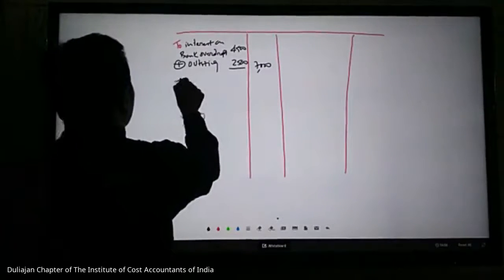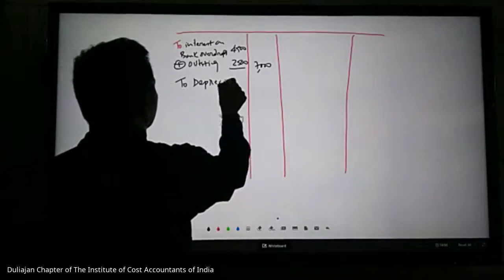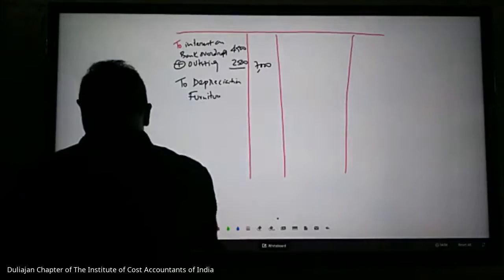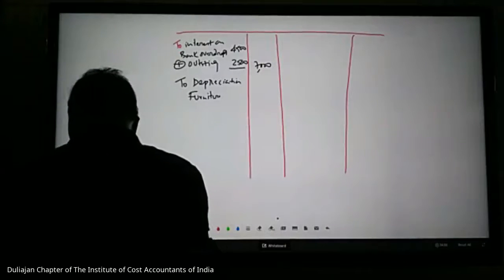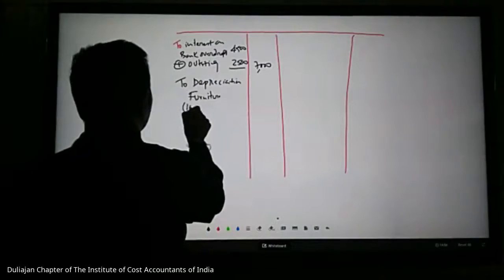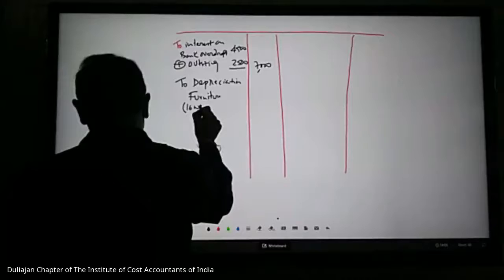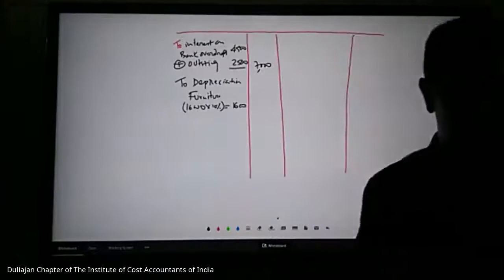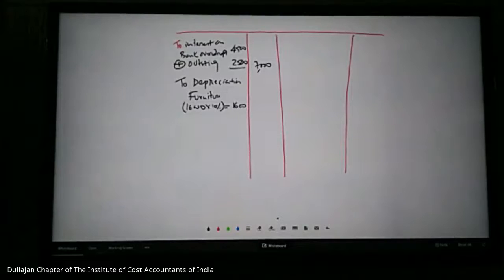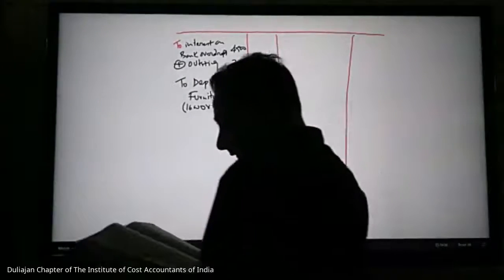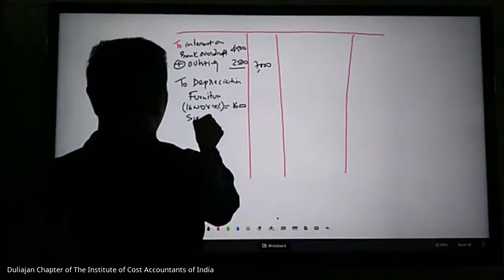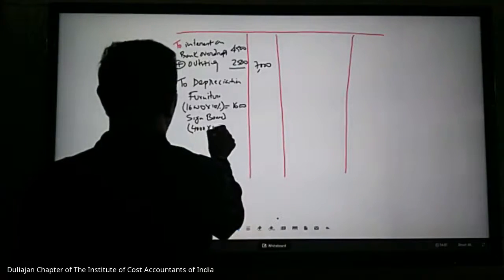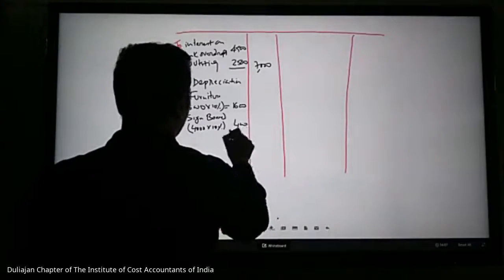Then to depreciation. Depreciation on furniture, amount 1,600: 16,000 into 10%, 1,600. Then signboard, 4,000 into 10%, 400.